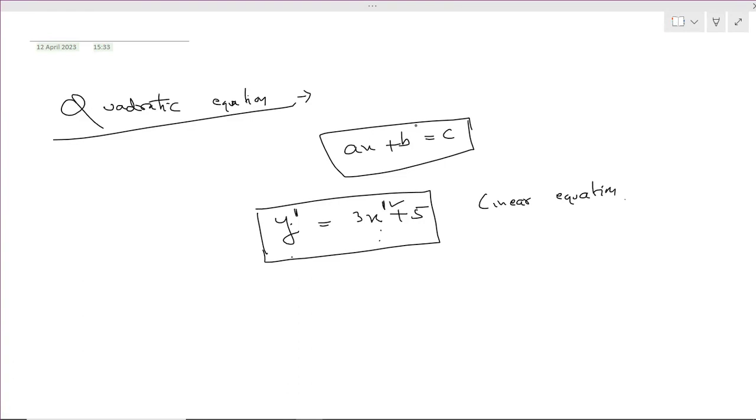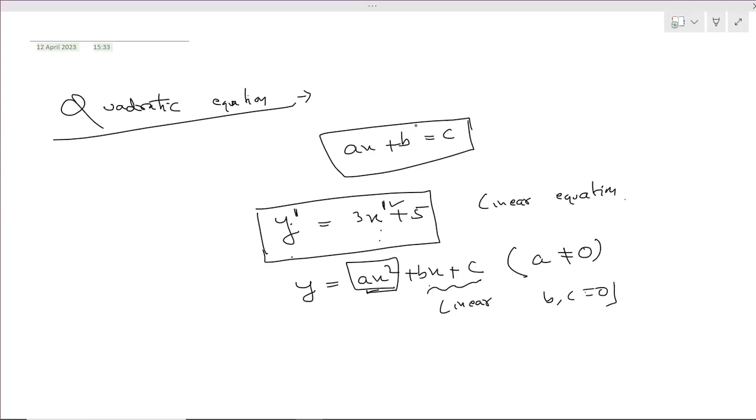So in a quadratic equation, what happens? y equals ax square plus bx plus c. Here, a cannot be equal to 0, because if a is 0, then this term becomes 0 and only the linear part remains. So a cannot be 0, but b and c can be 0. No issues with that.